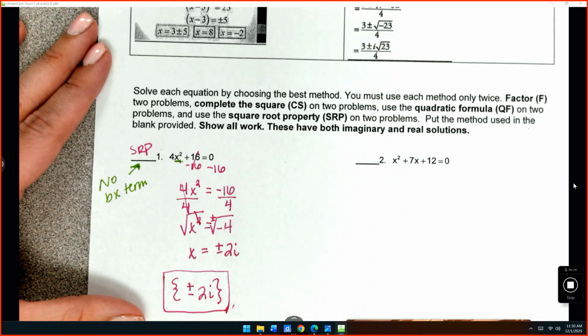is A equal to 1? Well, it's not in standard form at all, right? But is there a bx term? No, no bx term. So we're going to use the square root property, okay? So if there's no bx, we use the square root property. So I'm going to put SRP, and why am I using that? There is no bx term.